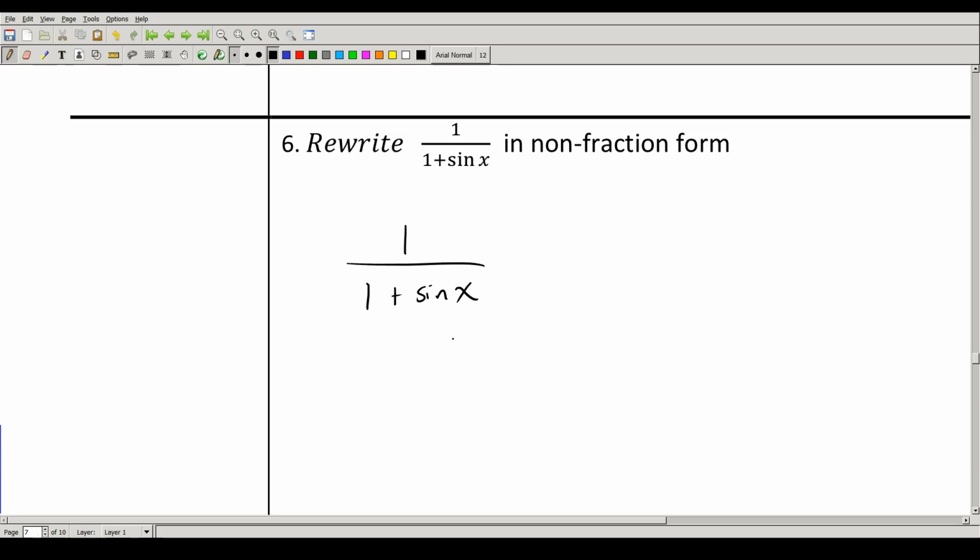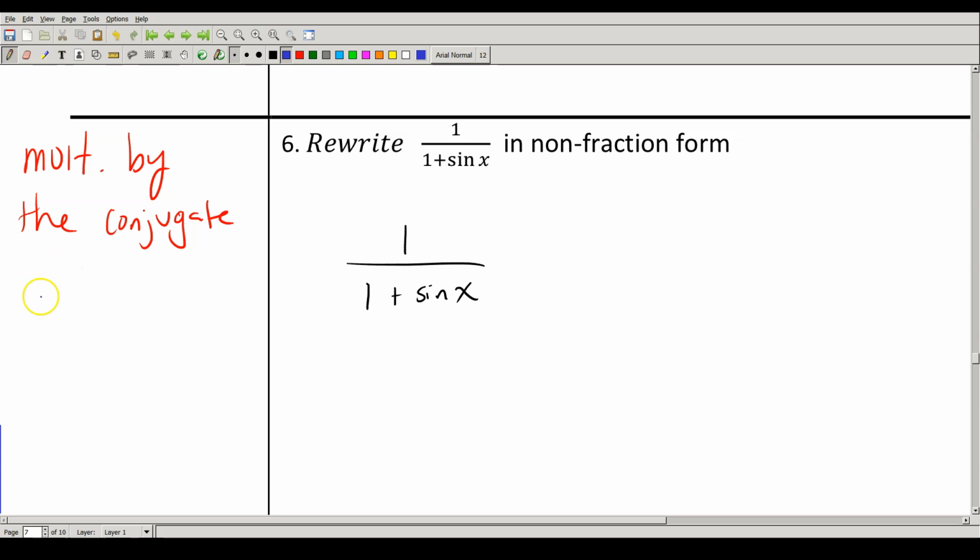Now, in order to make this not a fraction, we're going to multiply by the conjugate. This is a very common practice in algebra. Multiplying by the conjugate has some special properties: when you multiply the two conjugates, that simplification happens. This is what I mean by conjugate.